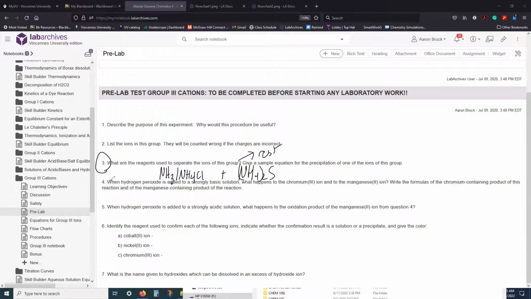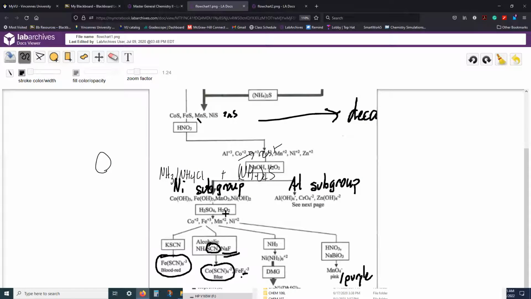For questions 4 and 5, I would invite you to go back to our flow chart here. It's asking about what happens to the chromium ion and the manganese when we put them in the presence of peroxide. And we can see it's in this step here that we're talking about. We can see that the chromium turns into chromate and that the manganese turns into manganese 4 oxide.